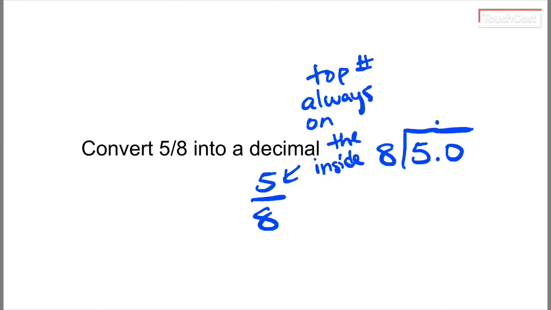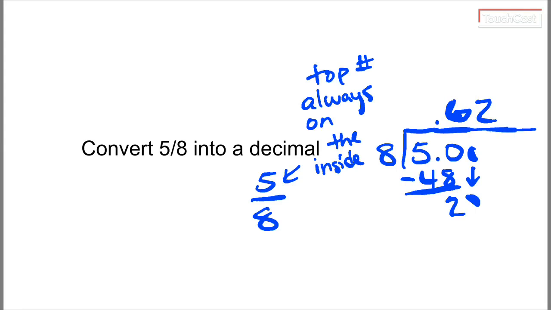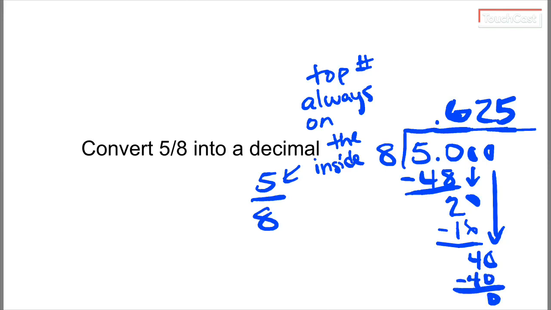8 goes into 50 6 times. Add another 0 and bring it down. 8 goes into 20 2 times. Add another 0, bring it down. 8 goes into 40 5 times. This method will also work for any type of fraction. So when in doubt, you can just divide and you will get the decimal.